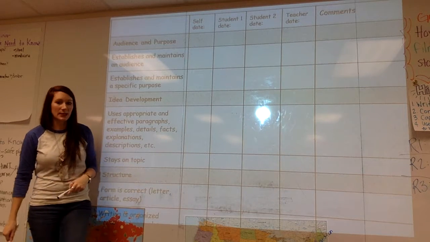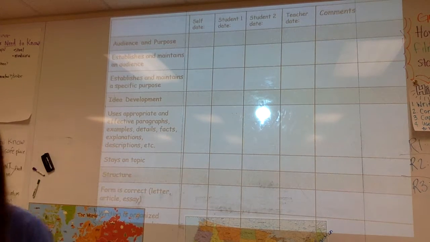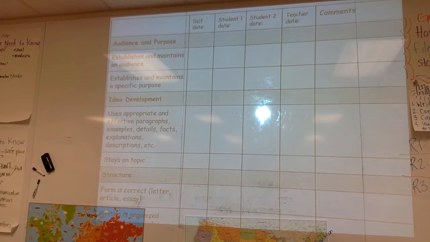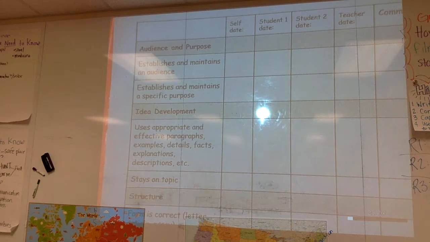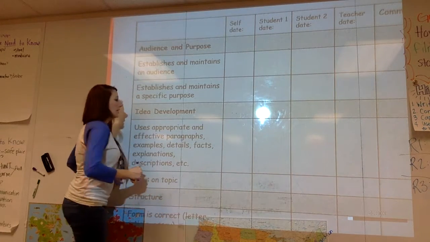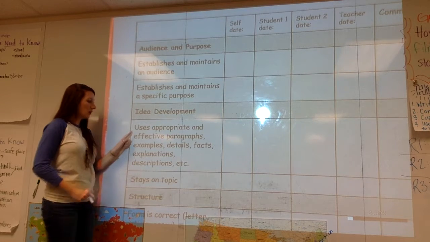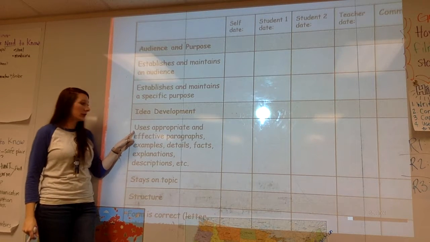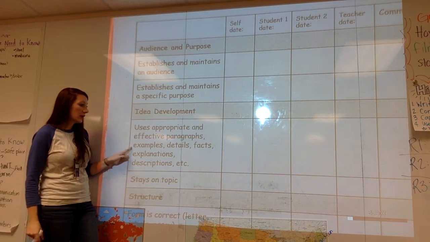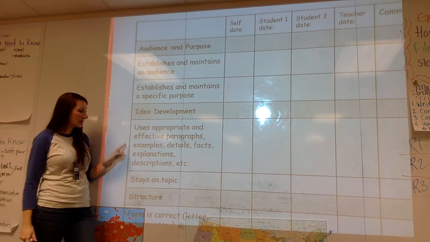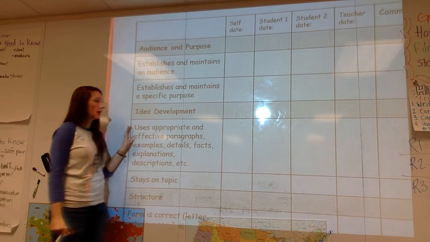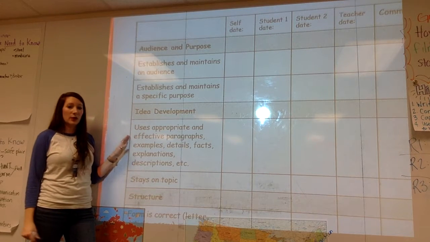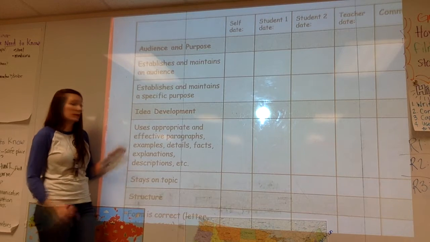The next piece is idea development. Idea development is a big square. I'm going to zoom in a little bit more. So idea development is all about the content, the actual writing. So does this person use appropriate and effective paragraphs? Do they have examples, facts, and explanations and descriptions? This one is probably the one that's going to take you a little bit to grade them on because there are a lot of things in this box.